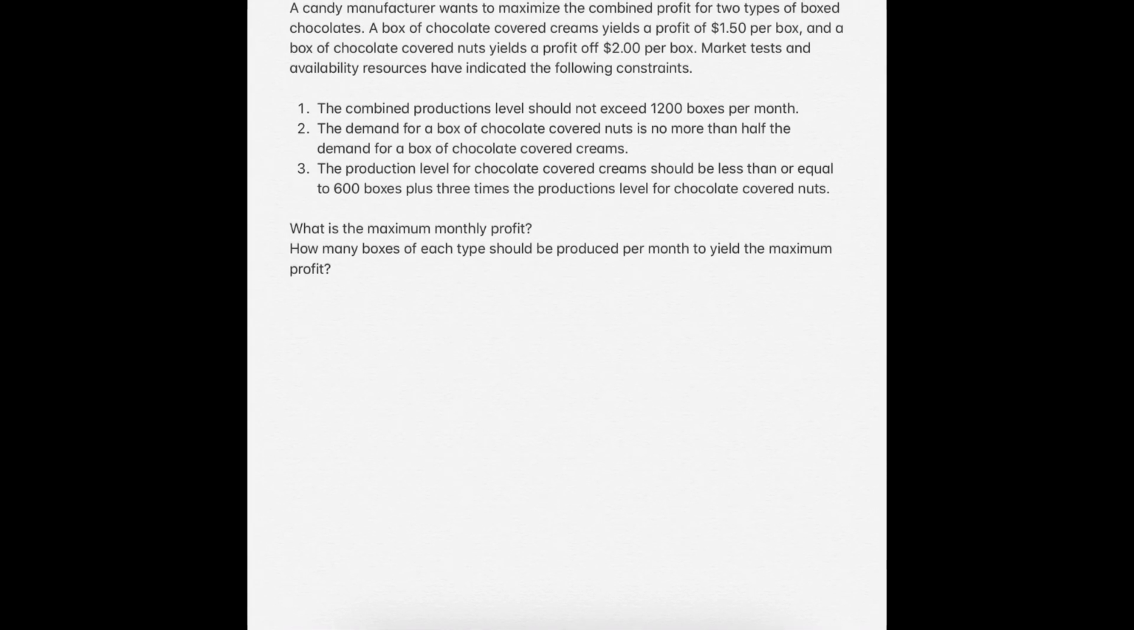All right, so first we have to identify our optimization, our objective function. Our objective function is what we are trying to optimize. So we want to optimize our profit, right? That is what is the maximum monthly profit. So we'll call P our profit. Our profit comes from the number of chocolate covered creams we sell, plus the profit from those. So it's $1.50 per box.